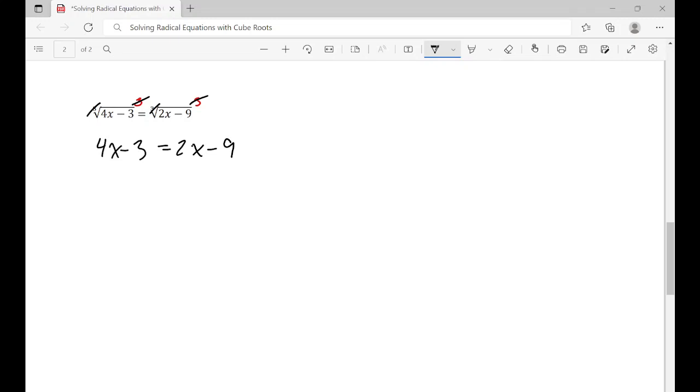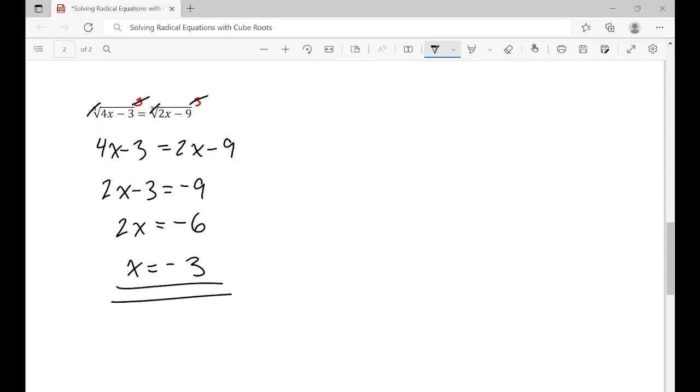Now let's just go with it. I'm going to subtract the 2x over, and I'm going to get 2x minus 3 equals negative 9. I'm going to add the 3 over, 2x equals negative 6. And then I'm going to divide by 2, x equals negative 3. Again, I don't have to check it because of the odd index in both of them. So x equaling negative 3 is my solution to this equation.